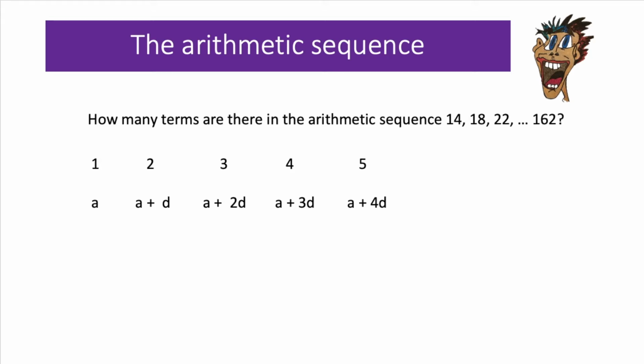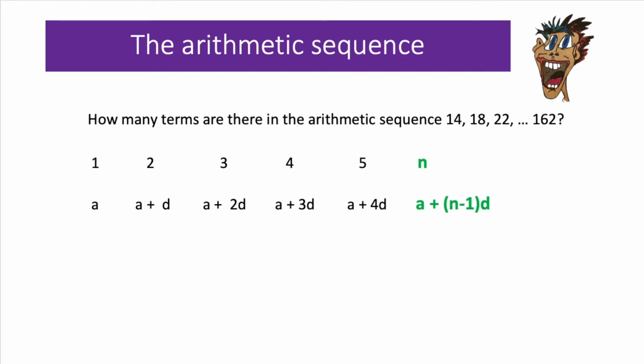And hopefully you'll be seeing that there's a pattern here, that it is a plus n minus 1 times the difference. So that helps us define and find a value in our sequence, as long as we know a, n, and d. Now, the question here, though, is slightly different.